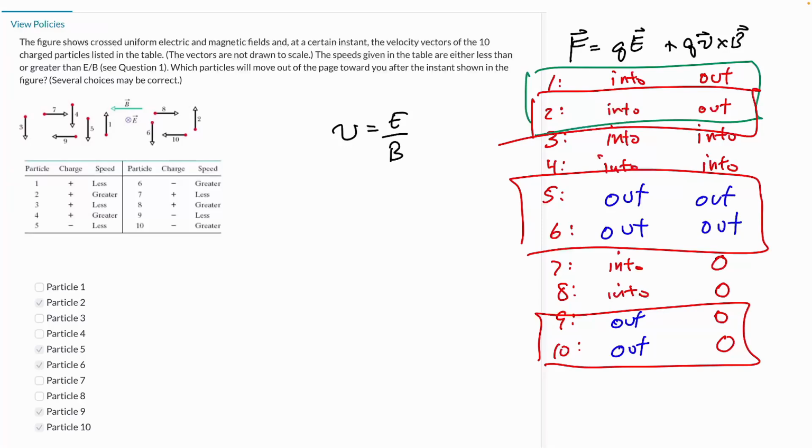It's more important that you understand the first two things than the speed greater than or less than, because I'm not going to ask you questions about that.